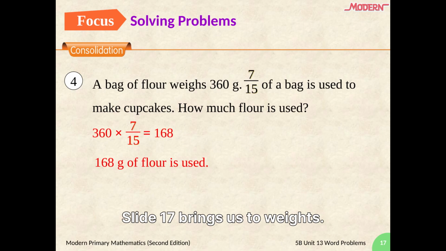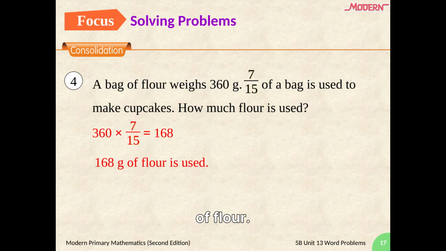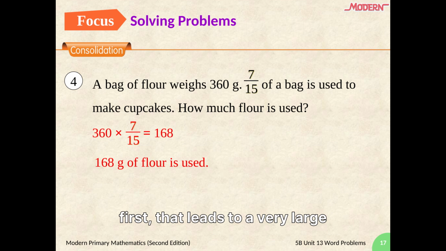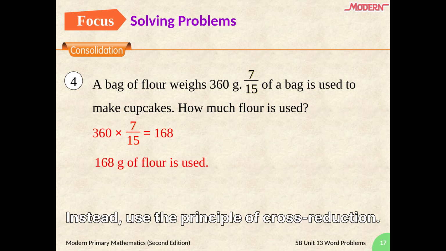Slide 17 brings us to weights. We use 7/15 of a 360-gram bag of flour. While you could multiply 360 by 7 first, that leads to a very large number. Instead, use the principle of cross reduction.